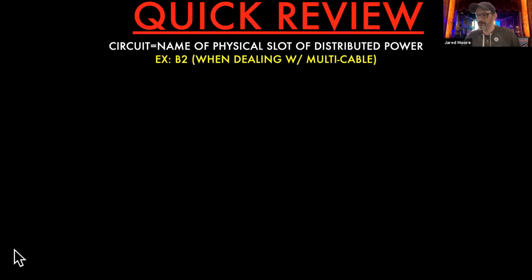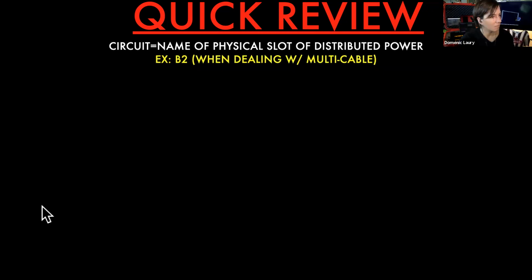Okay, great. So a quick review. We want to discuss the circuit, which is the name of the physical slot of distributed power. So when we spoke yesterday, example B2, when dealing with a multi-cable or socapex, we said A would be 1 through 6, B would be 7 through 12. So B2 would be that circuit, which would typically route to dimmer 7.